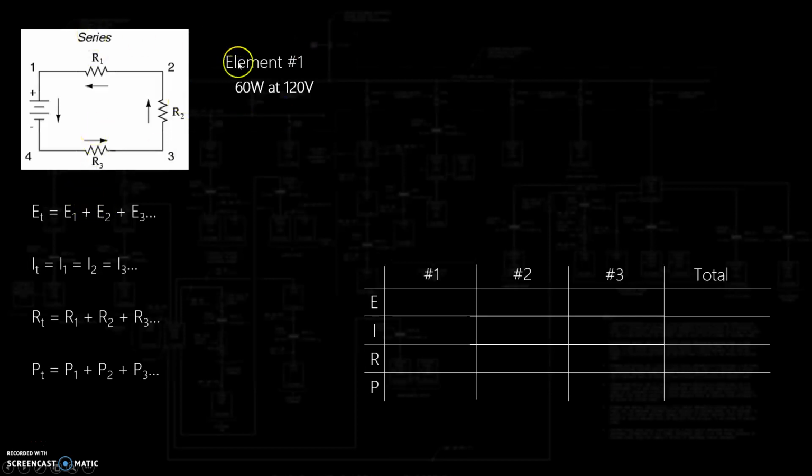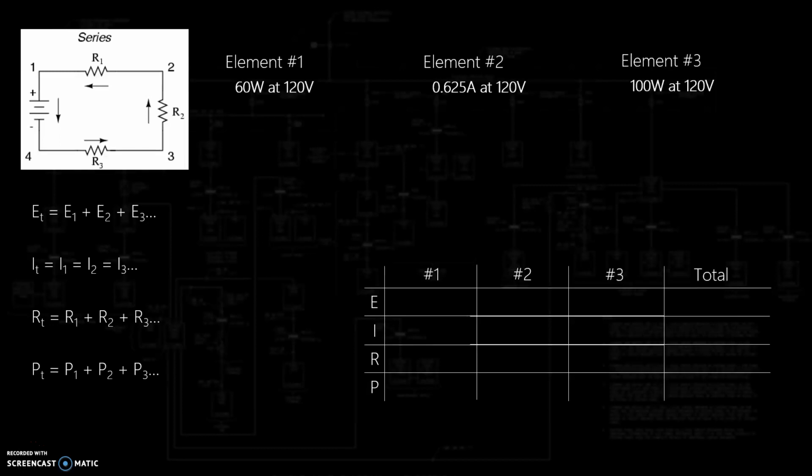Element number 1, let's say, is rated 60 watts at 120 volts. Element 2, 0.625 amps at 120 volts. And element number 3, 100 watts at 120 volts. And you'll notice here, this one's wattage, this one's amperage, that one's wattage. It doesn't matter, because we're going to find fixed resistance either way, right? So right off the bat, I'm going to tell you we're going to operate this thing at 120 volts. So we can fill that in. That's kind of like your free space. They have to tell you. So we're connecting to a 120 volt circuit.